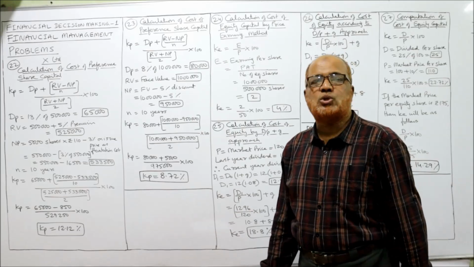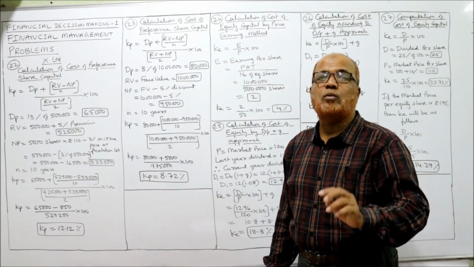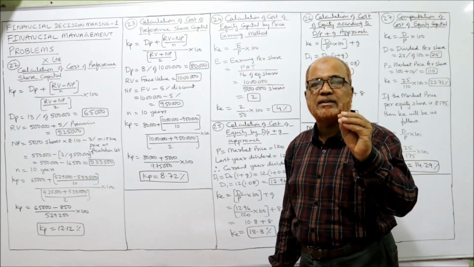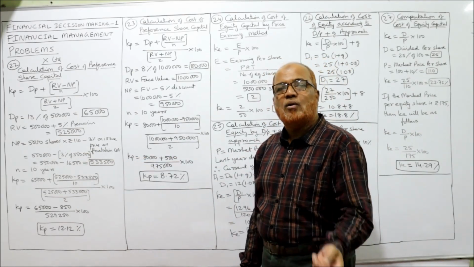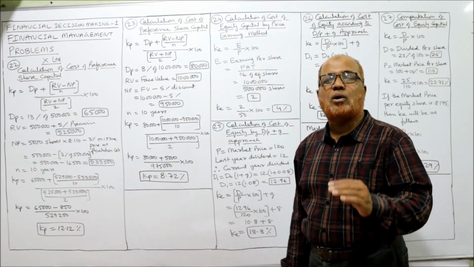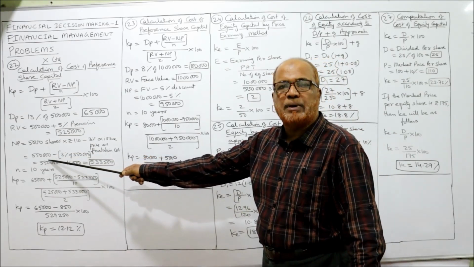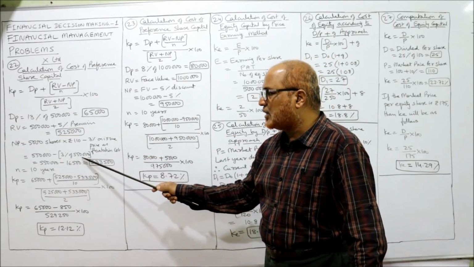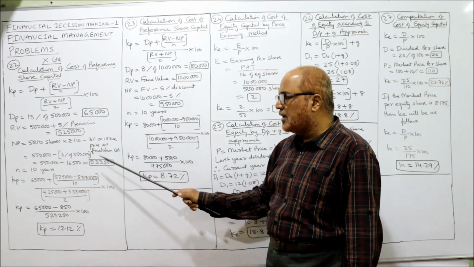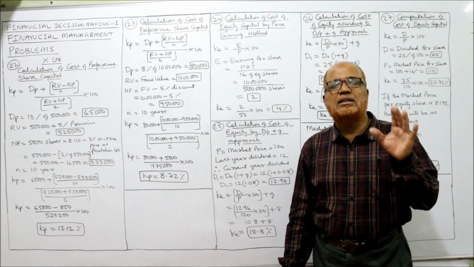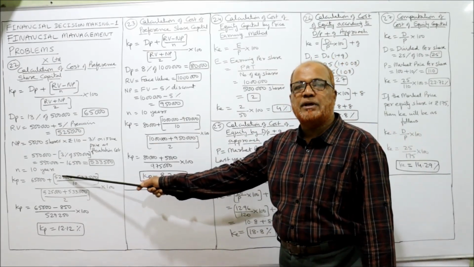Net proceeds on issue. At the time of issue, the preference shares were issued at 110 rupees each. How many preference shares are there? 5,000. So 5,000 shares into 110 comes to 5,50,000. Now flotation cost is given as 3% on the issue price. The issue price is 5,50,000 including premium. So 3% of 5,50,000 is 16,500. So 5,50,000 minus 16,500 is 5,33,500. This is the net proceeds on issue. Next, N is 10 years, the period of redemption.